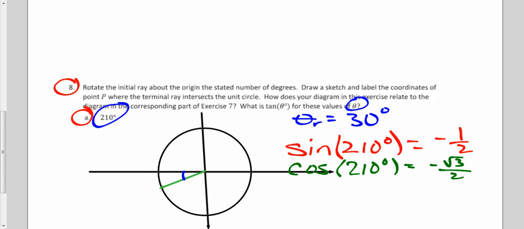And the tangent of this angle is what? In trig speak, what is the tangent? Use the functions. Sine 210 divided by cosine. Right. Sine divided by cosine.